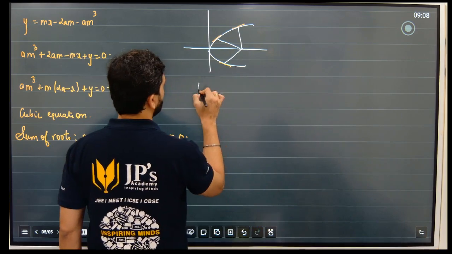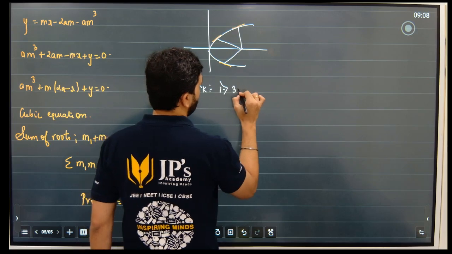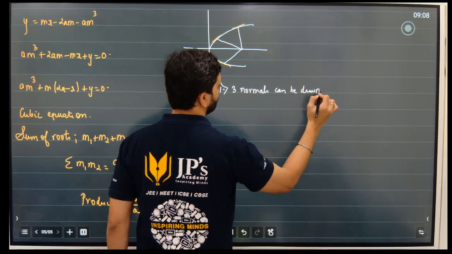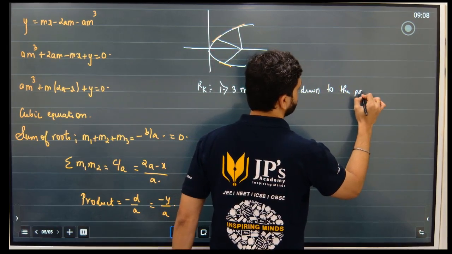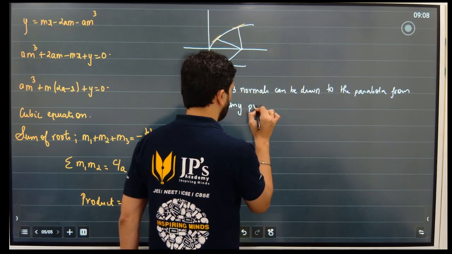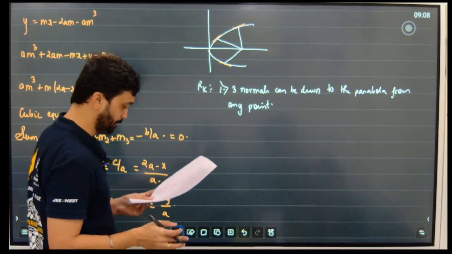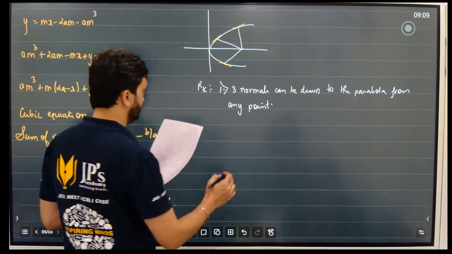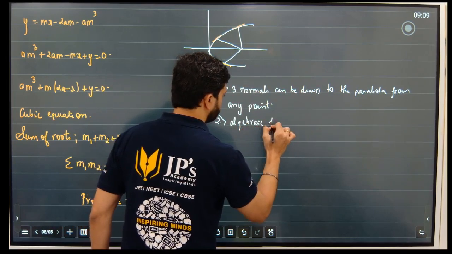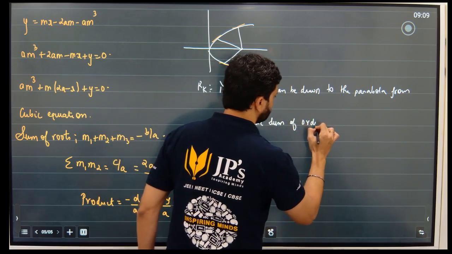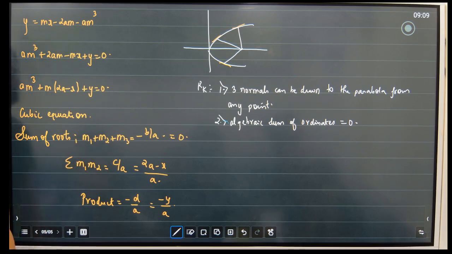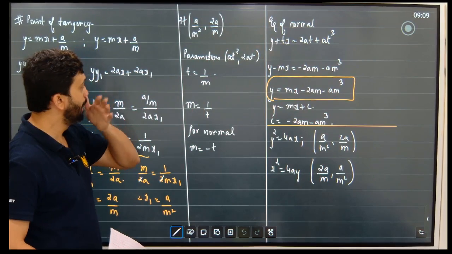So here we start with remark 1. Three normals can be drawn to the parabola from any point. Second, the algebraic sum of ordinates is equal to 0. Someone may ask, how ordinates, since this is the value of m? Look at this: the algebraic sum of ordinates is 0.